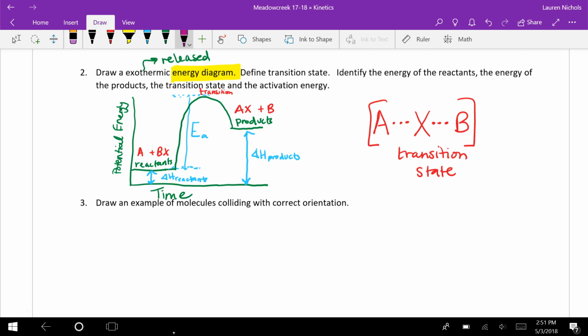Now, number 3 says draw an example of molecules colliding with correct orientation. Well, in order to do that, you kind of have to have a reaction or like what you're trying to form.